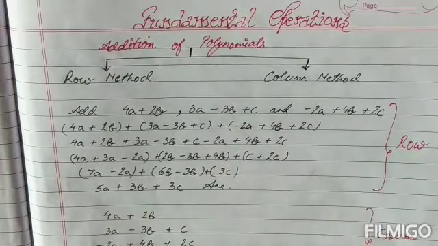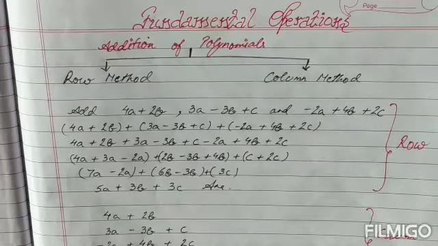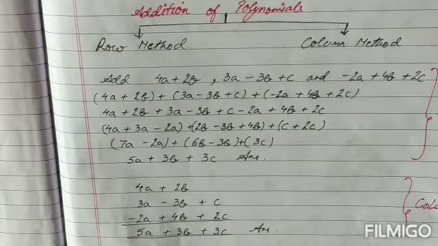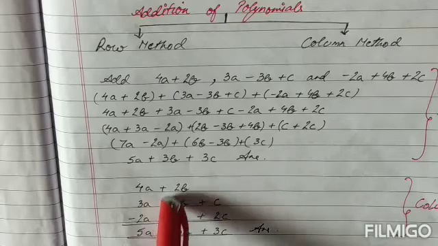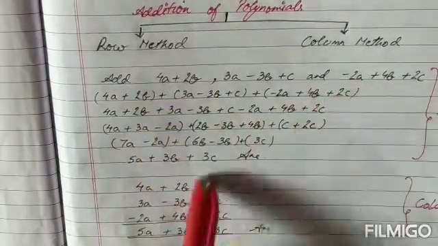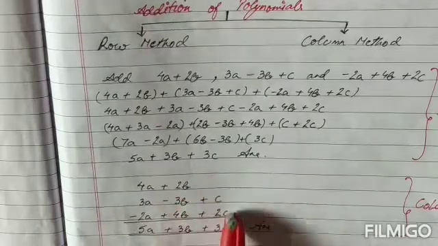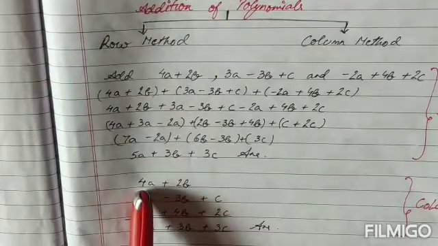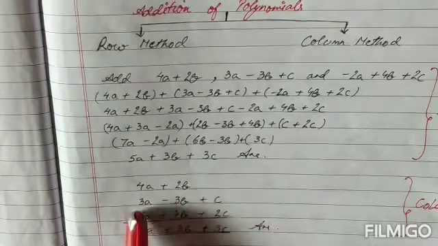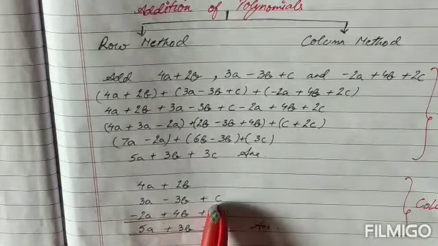Now the same thing I'm going to show you even by the column method. Now the next method is, as you can see, I have written the same polynomials, children, in the form of columns. Columns means we write the like terms underneath each other. So in the first one it is 4a plus 2b. Second one was 3a minus 3b plus c.